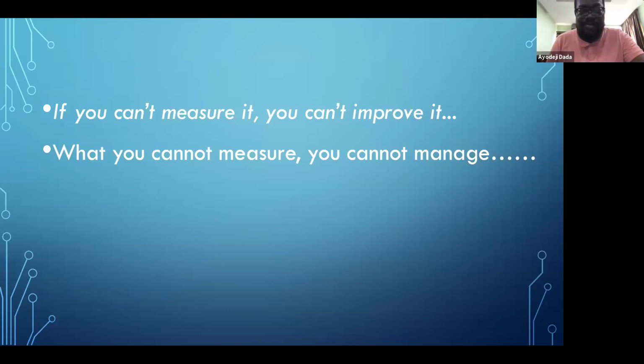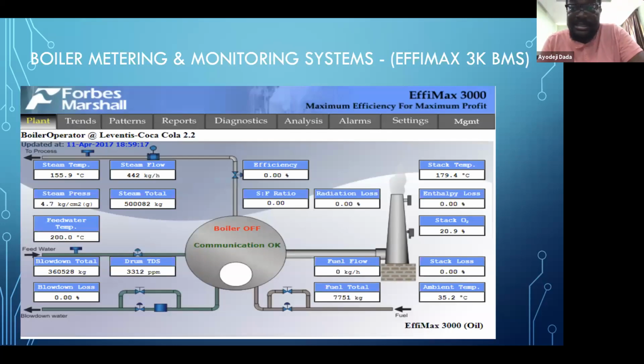And I want to show you a picture of a system. This is an Effimax, a product from Forbes Marshall, showing you critical areas of your boiler: your stack temperature, your enthalpy losses, your efficiency, your steam flow in kg per hour, your steam temperature. This is pure visibility. You are seeing everything. If you can see this, you can improve it. You are measuring it, you can bring about improvement. This is one of the most interesting solutions I've ever implemented when it comes to boiler metering and monitoring.